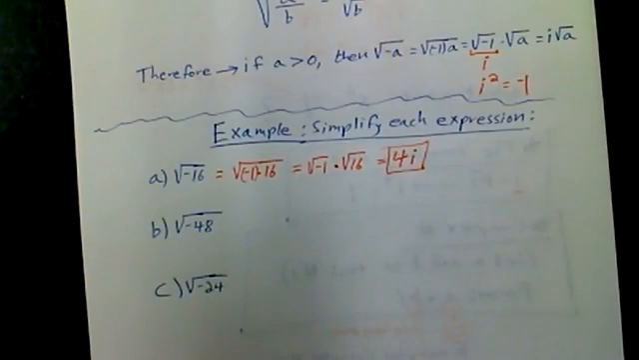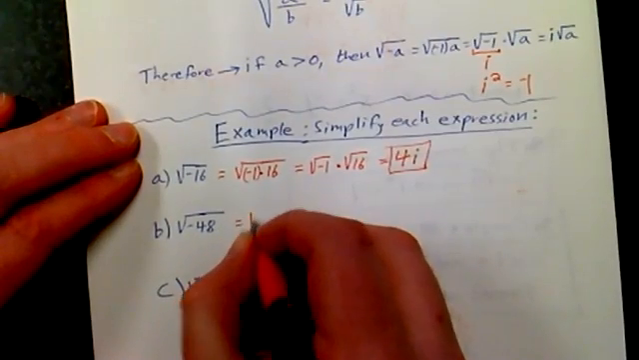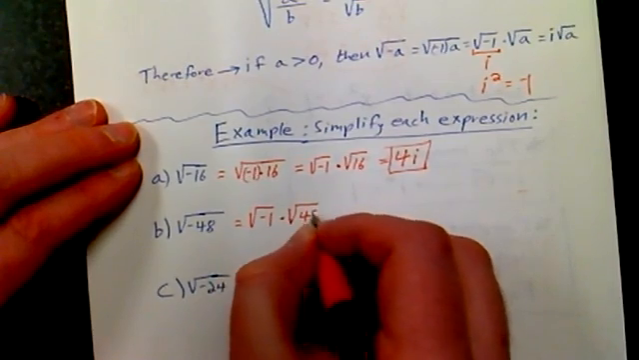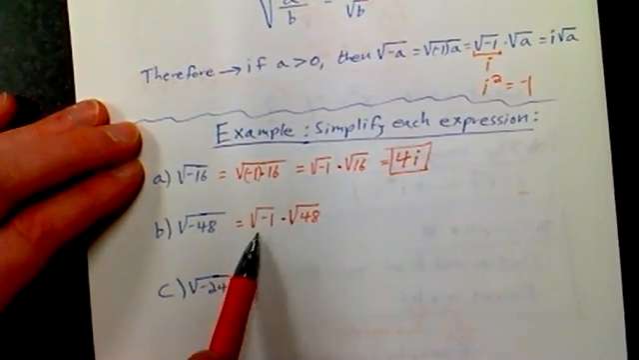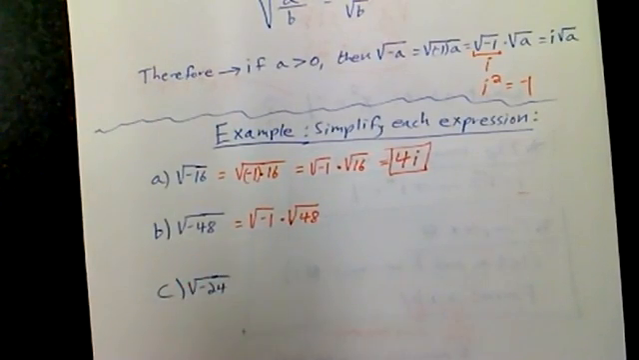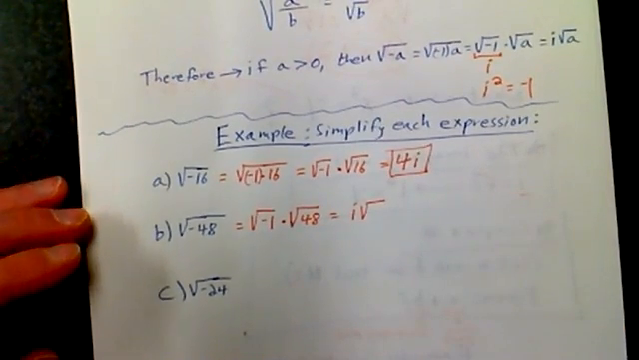Nice and simple. Same idea here. Square root of negative 48. Well, that's the square root of negative 1 times the square root of 48. Now notice, I did skip this step. As you do these, you can go a little bit quicker. So hopefully you're fine with that. So this is going to be i square root of 48.